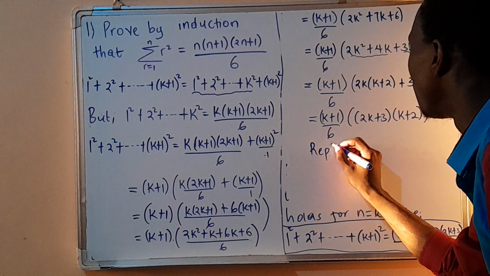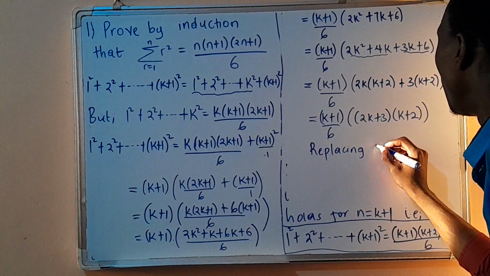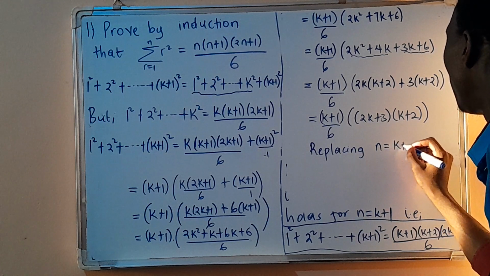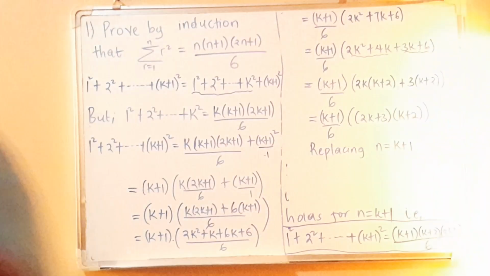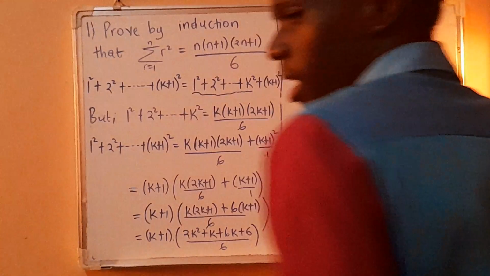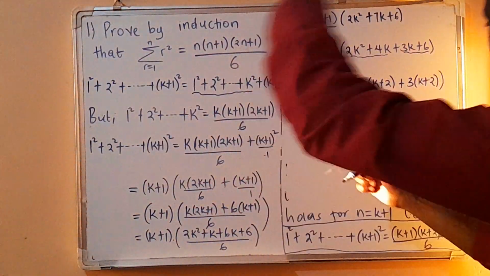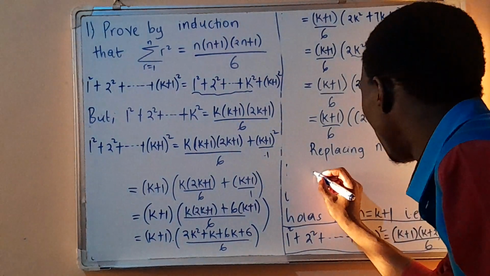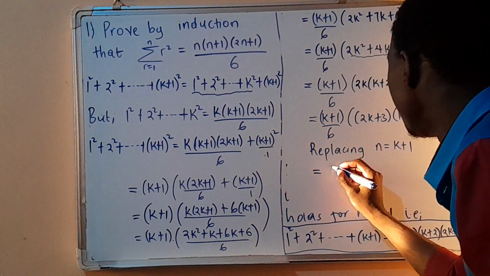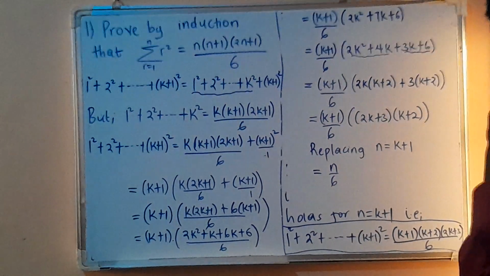Replacing n equals k plus 1. In simple terms, replacing k plus 1 with n. If we replace k plus 1 with n, what do we have? We shall have k plus 1 is n over 6. K plus 1 is n. K plus 1 is n.